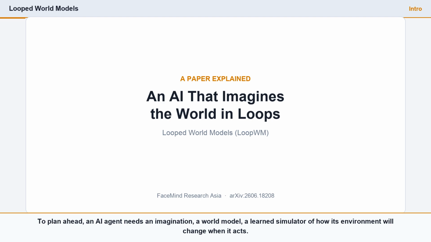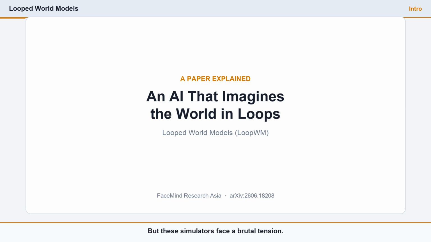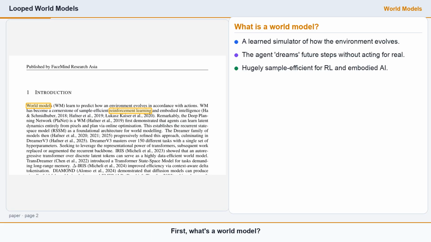To plan ahead, an AI agent needs an imagination, a world model, a learned simulator of how its environment will change when it acts. But these simulators face a brutal tension. To stay accurate over a long imagined future, they need deep computation. Yet deeper models are expensive and tend to spiral into error. This paper resolves that tension with a surprisingly elegant trick. Just loop.